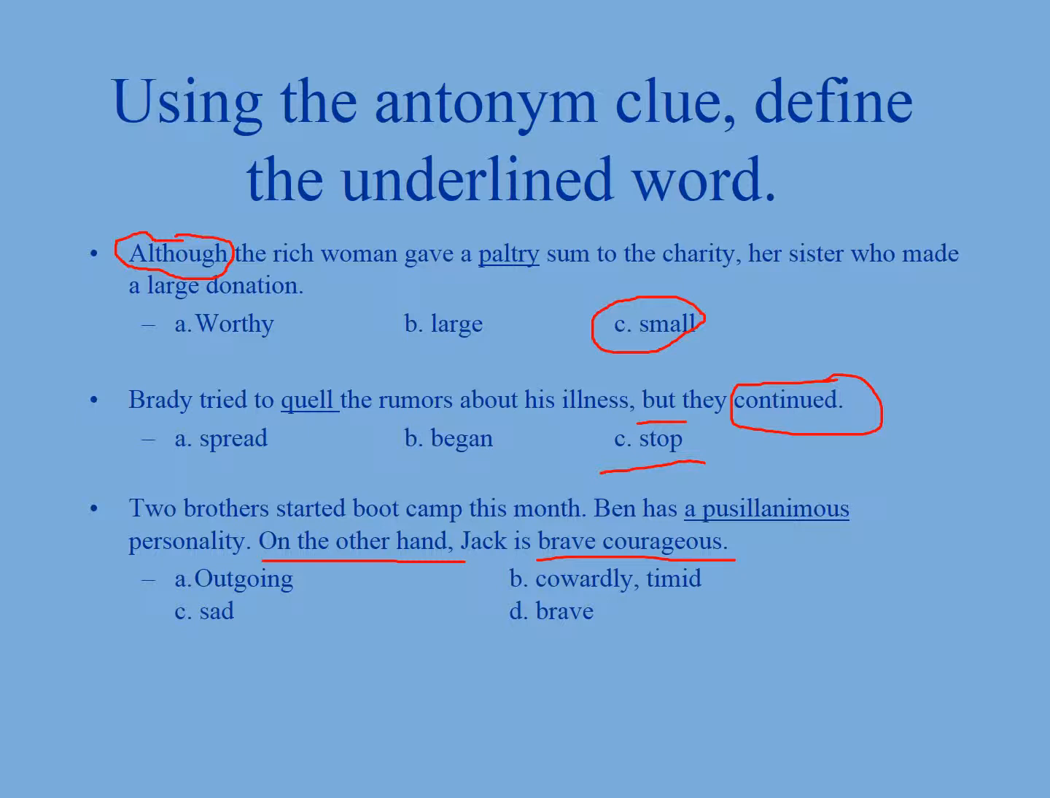Ben is what? Pusillanimous means, you said cowardly and timid. You are correct.